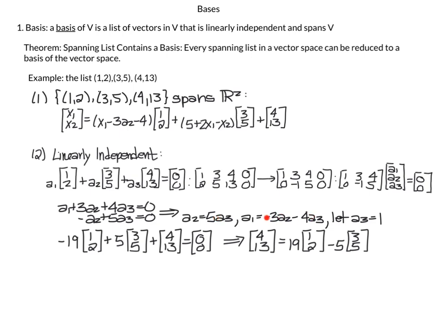And where A1 is equal to then my minus 4 minus 3 times 5, so that looks like minus 19. So I have A1, minus 19, times 1, 2. My A5 times my second vector 3, 5, plus 1 times 4, 13 equals 0, 0. And if you multiply this out, you'll see that this is correct, that my minus 19, 5, and 1 were correct choices. So I have a solution to the homogeneous equation that is not the trivial solution, meaning these three vectors, 1, 2, 3, 5, and 4, 13, are linearly dependent.